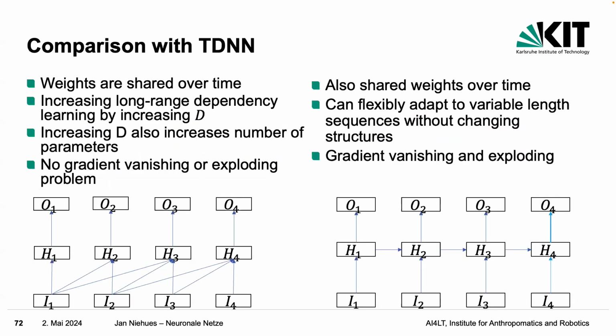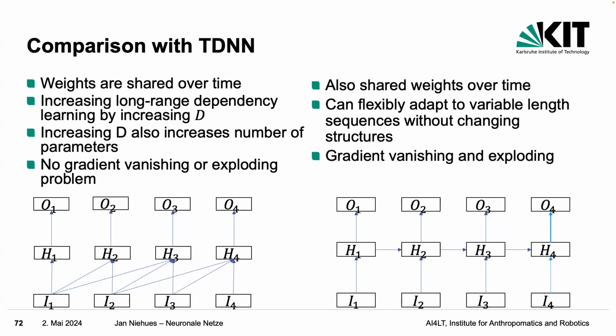Yeah, a bit more examples and maybe a bit of comparison between TDNN and LSTM. In both cases these weights are shared over time. In the TDNN, you could increase your long range dependency by increasing the context, but this also increases the number of parameters and of course makes it difficult to learn. So a kernel size of 1,000 or so is normally not happening because it's hard to train. You have a lot of parameters, and you often don't have that much context.